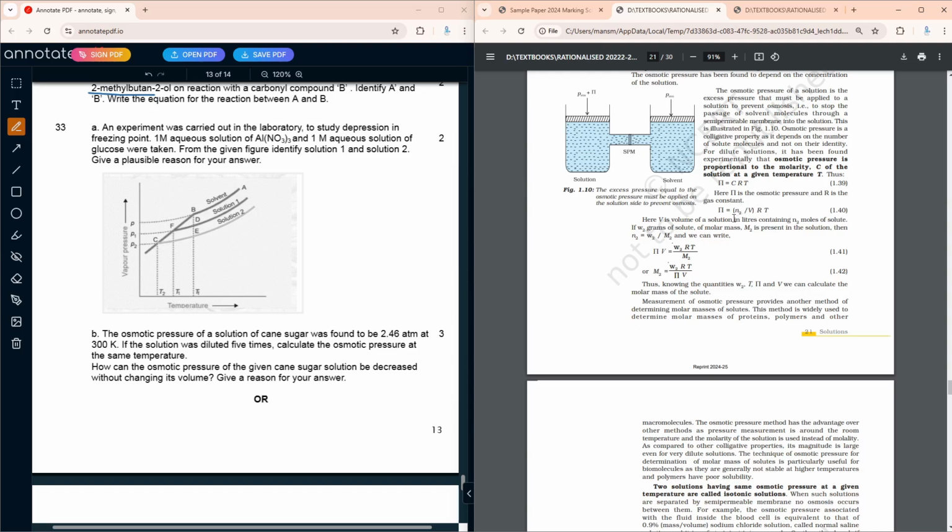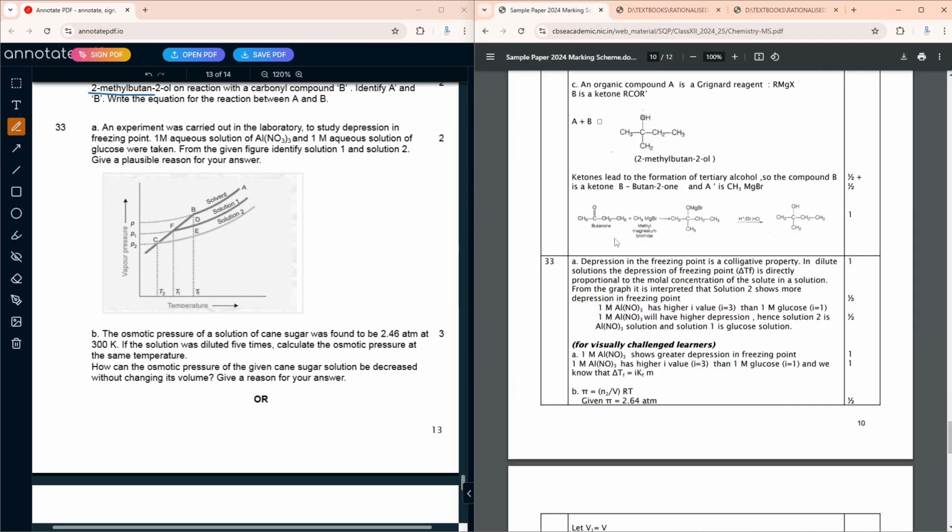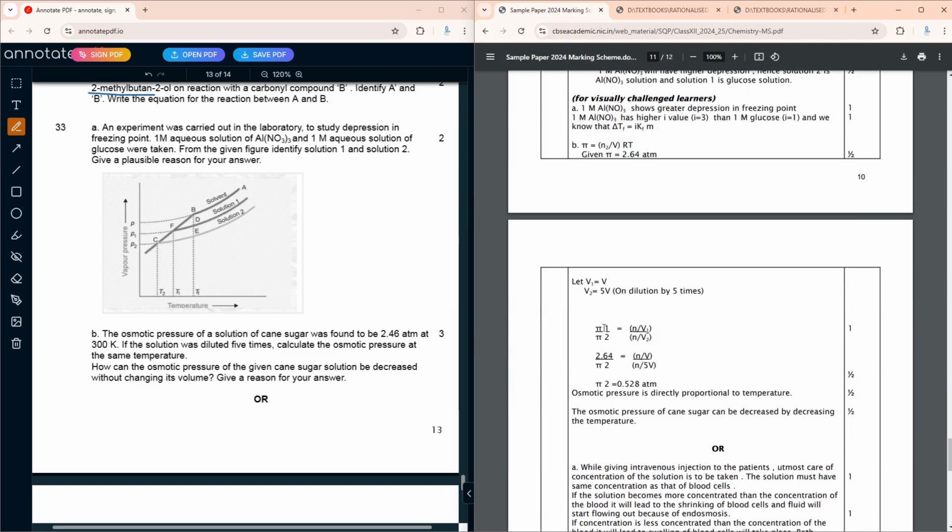And because the volume is also staying the same, the value of the volume is changing, but there is no addition of the solute to the solution. So because of that, the value of N2 is also going to be constant. So basically, you're just using pi 1 by pi 2 equals n by V1 by n by V2. n and n can get cancelled, and V2 is equal to 5V because it is 5 times the volume.